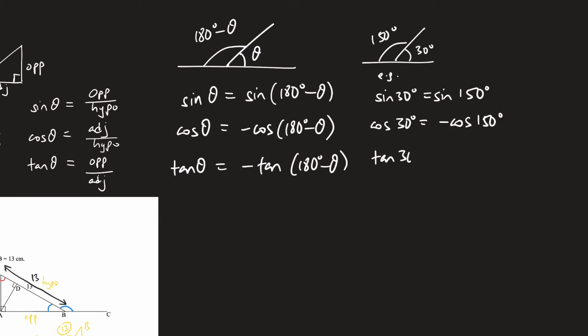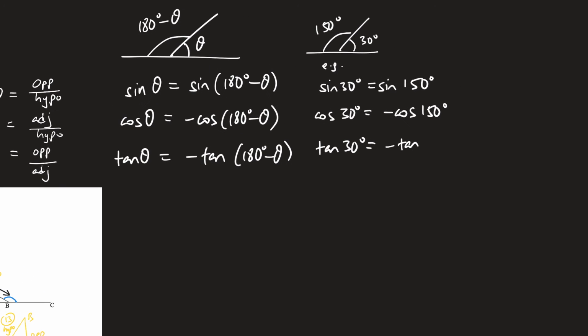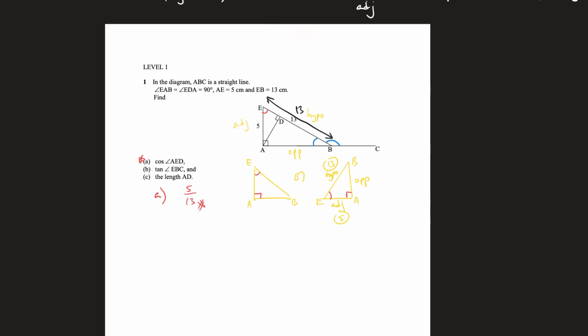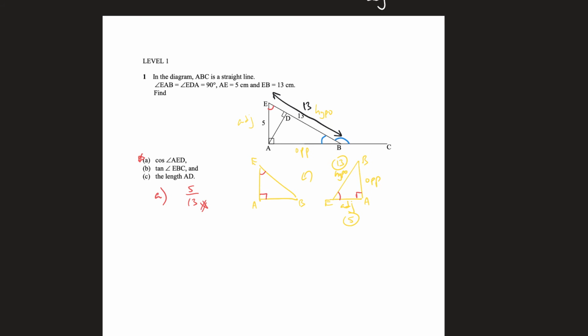Tangent 30 equals negative tangent 150. So that's pretty cool. It's a very useful result. Why is it useful? Even though we don't know the tangent of this angle, we can find the tangent of the other one, and then this will just be the negative of that. Right?